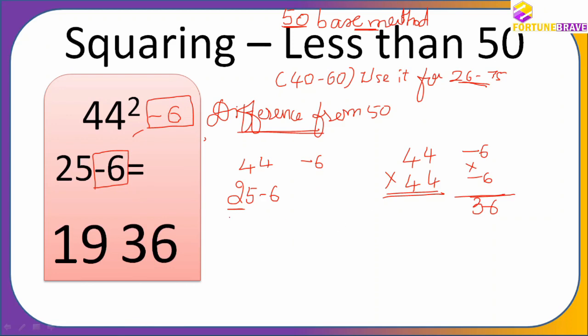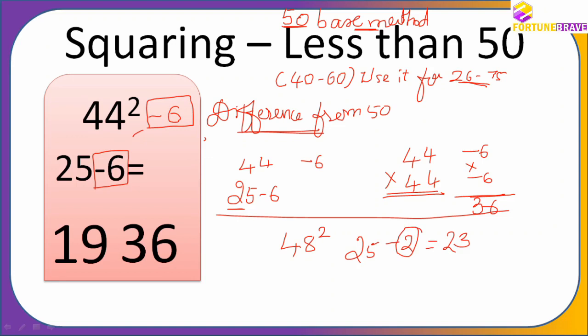We'll take one more example. Let us take one more example. Say for example 48 square. How much is it less? It is less by 2. So what we are going to do? 25 minus 2 is 23. Now what we are going to do is 2 square, my dear friends. 2 square is 04. Now I am taking 2 digits.